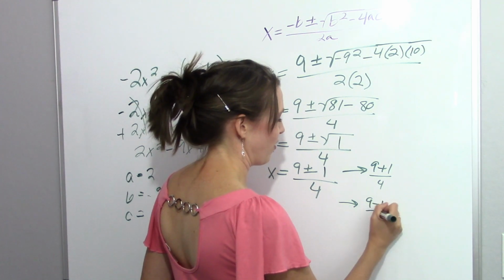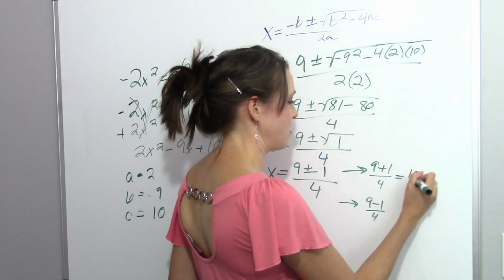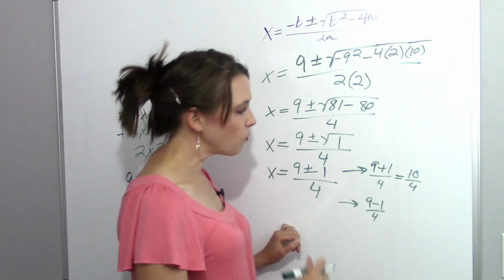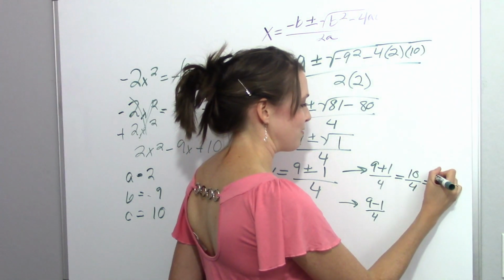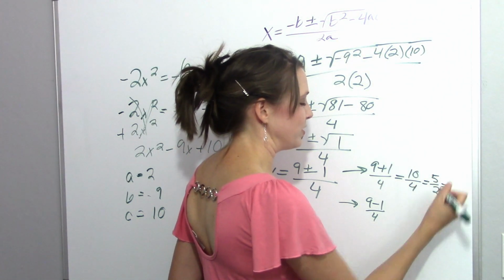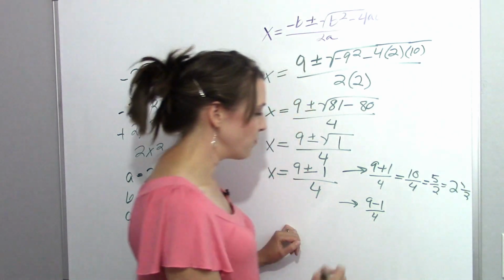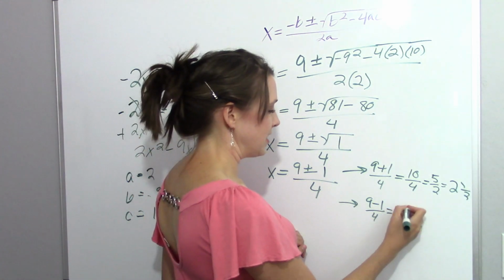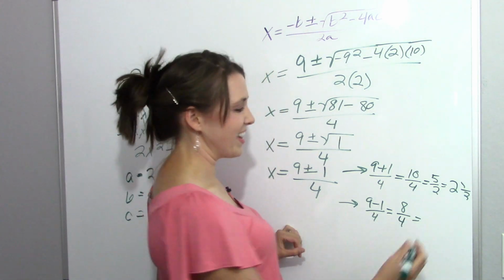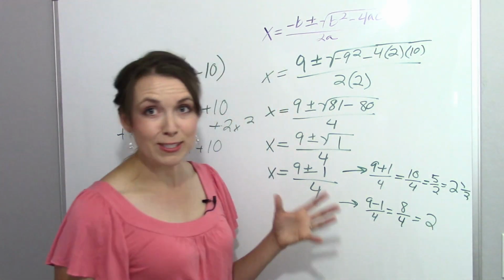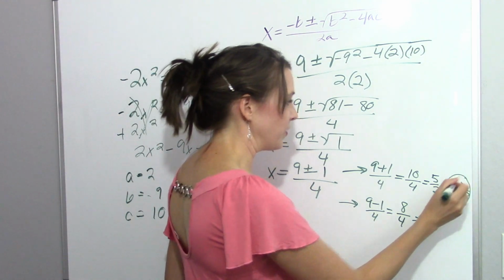9 minus 1 over 4. So 9 plus 1 is equal to 10 over 4. And we can reduce that down. 2 goes into both of them. So we have 5 over 2, which can just be simplified to 2.5. And then we have 9 minus 1 is 8. 8 over 4. Reduce that down, and we have 2. So our answers for this one, we have 2 and 2.5.